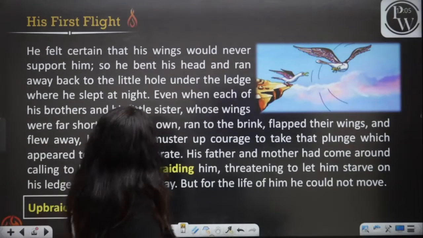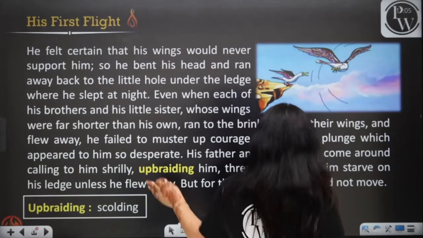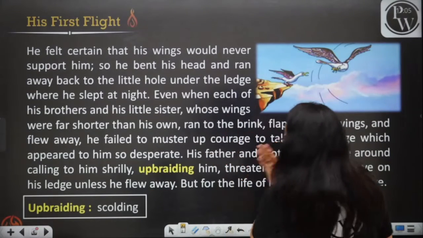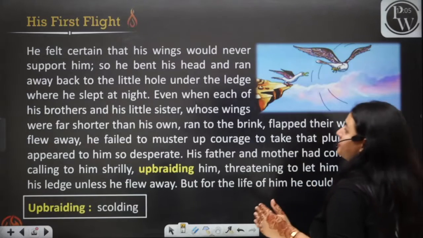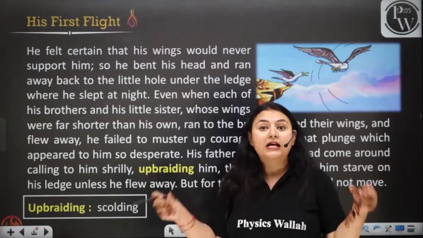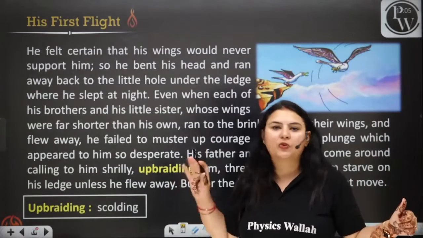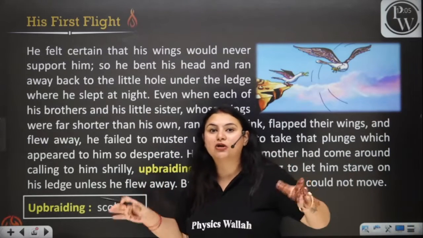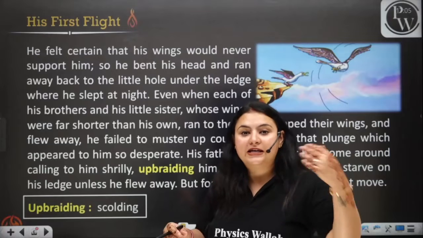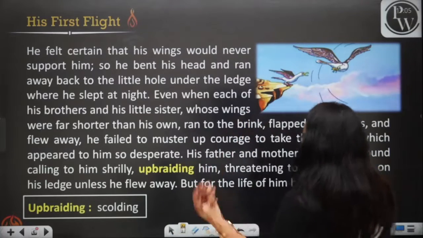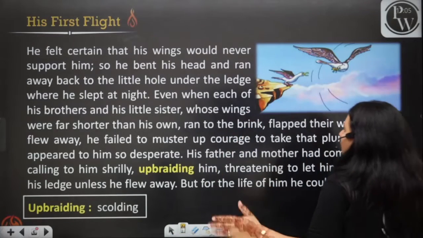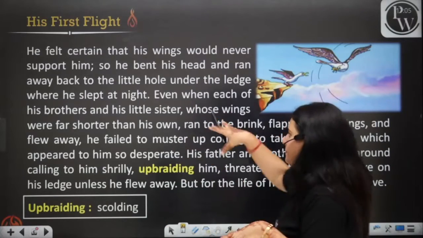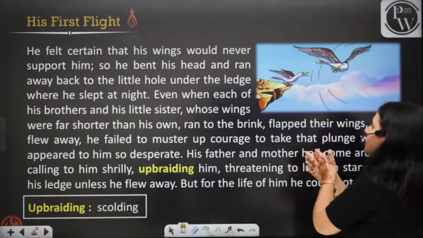He felt certain that his wings would never support him. So he bent his head and ran away to the little hole under the ledge where he slept at night. Now he was sure that his wings are not going to support him. Okay, so we can see that he is very much underconfident. He is thinking that he won't be able to fly, and what he did, he slept in a little hole which was in the ledge.